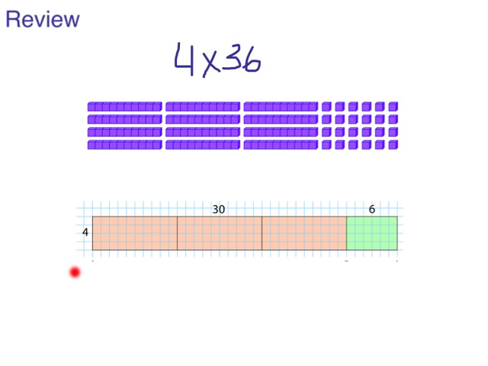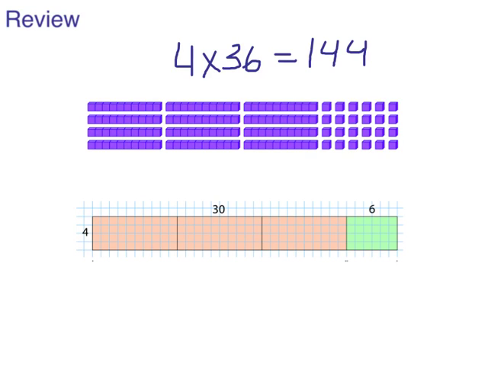Or we can simply draw an array on our graph paper. Again, same idea. We show 4 rows with 36 in each row, and altogether that gives us 144 blocks or squares on our grid paper.